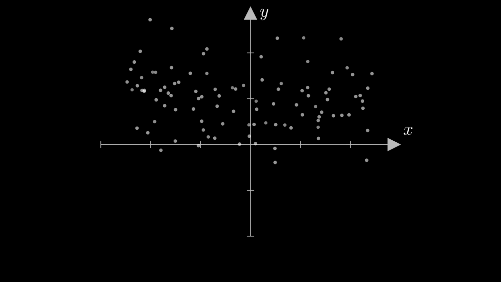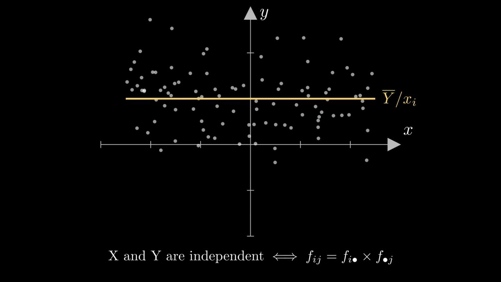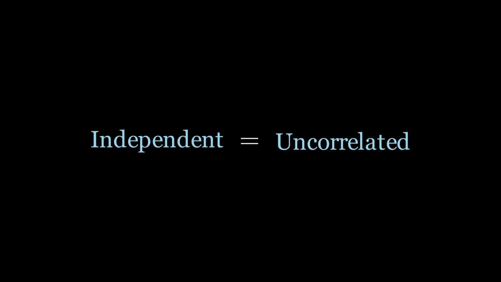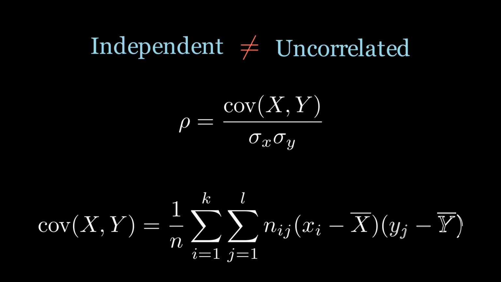Now, what if the path doesn't dance at all? What if, no matter where you slice x, the conditional mean of y stays exactly the same? This leads us to independency of variables. If two variables are perfectly independent, it means a change in x doesn't affect y at all. Knowing x gives you zero information about y. But here's where most people get confused. They assume independent is the exact same thing as uncorrelated. It's not. We use the linear correlation coefficient, or rho, to measure if x and y move together.